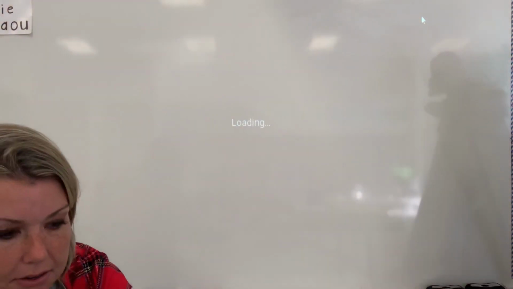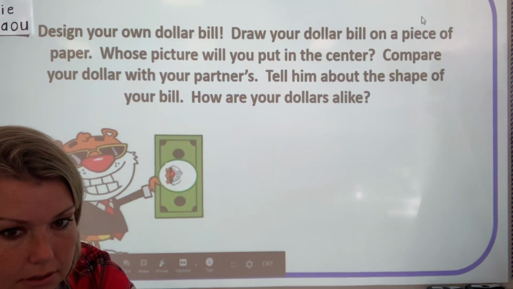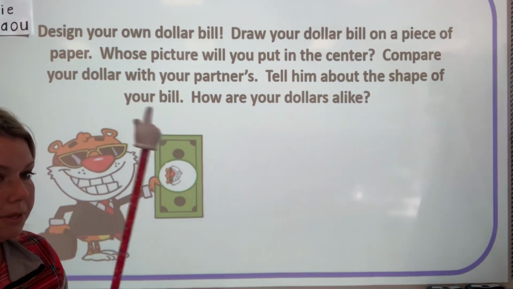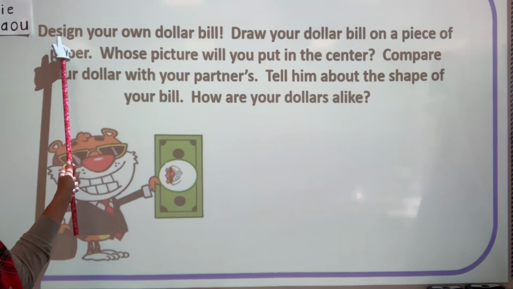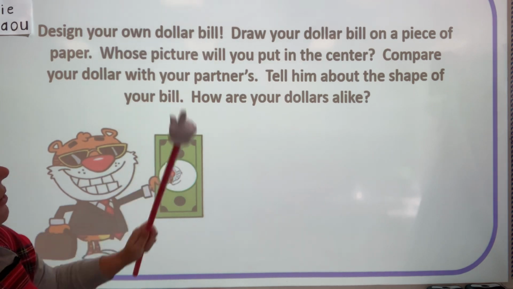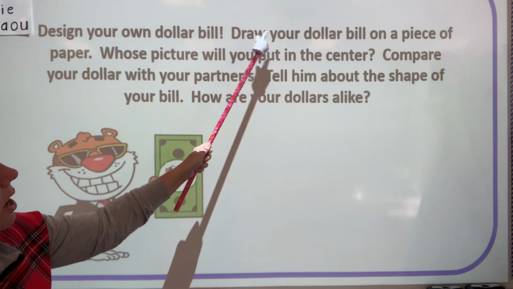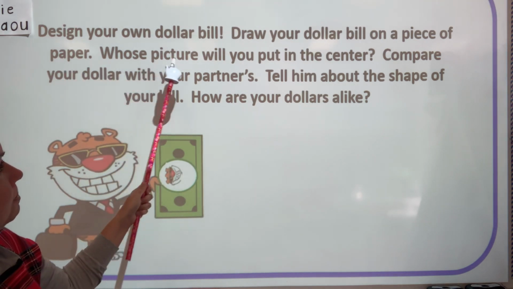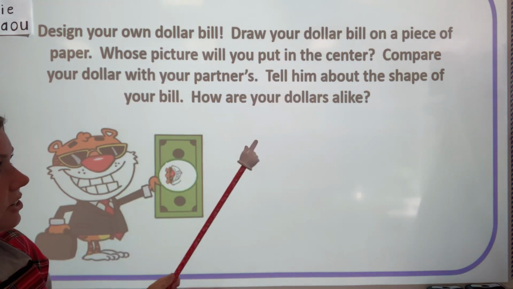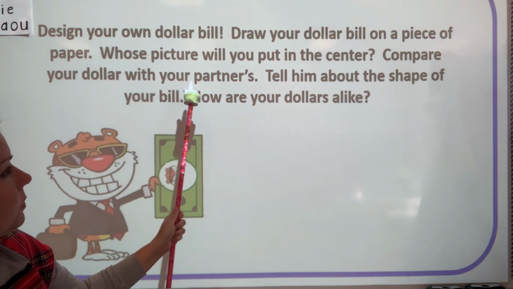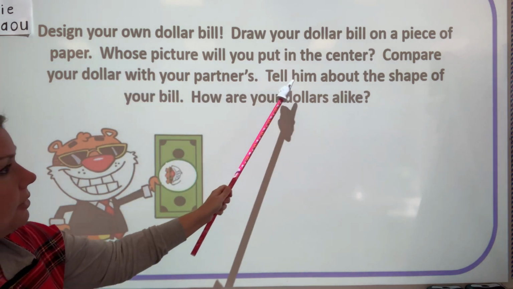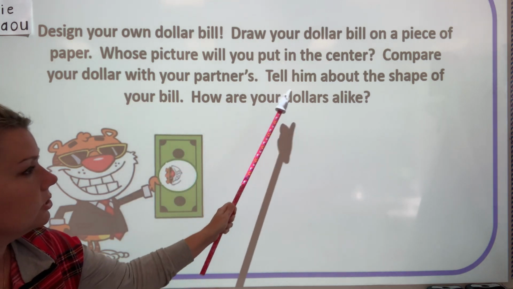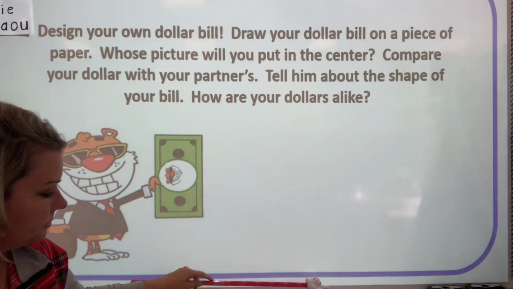Let's mute our microphones. And Miss Cates is going to read the story problem. Design your own dollar bill. Draw your dollar bill on a piece of paper. Whose picture will you put in the center? Compare your dollar with your partner's. Tell them about the shape of your bill. How are your dollars alike?